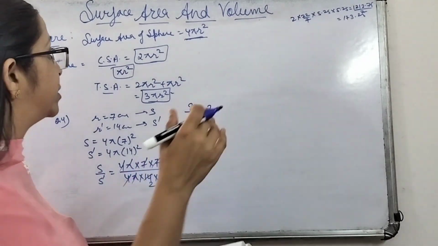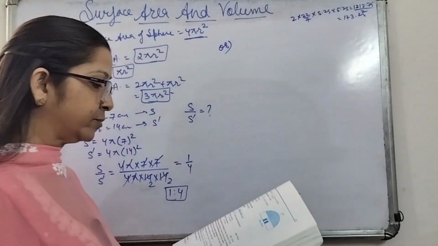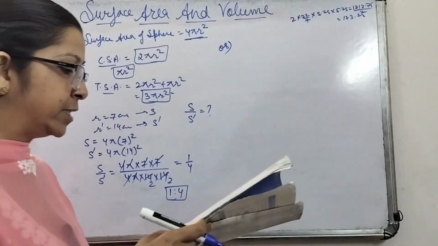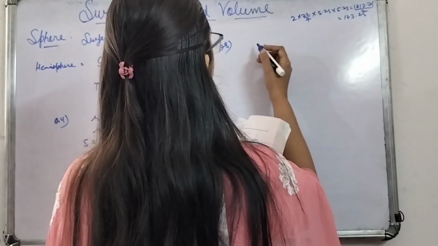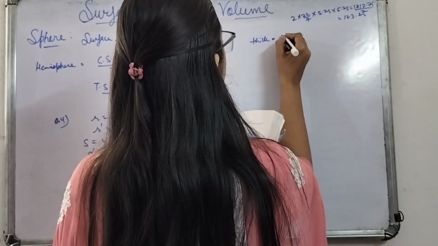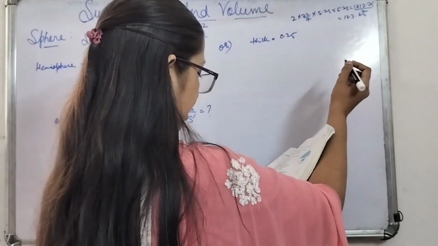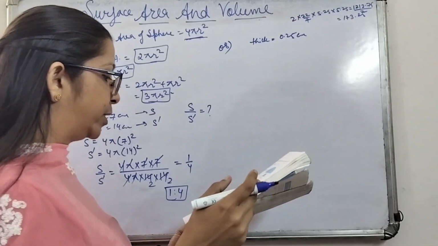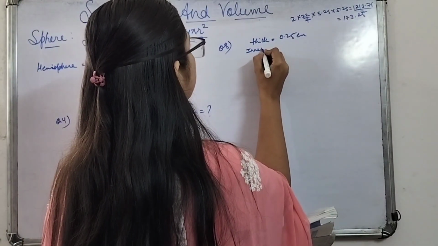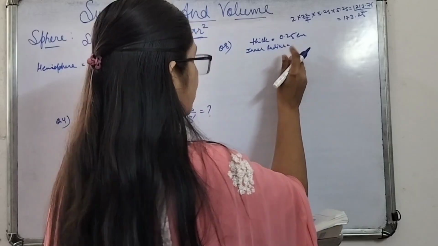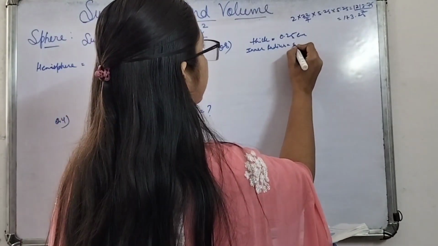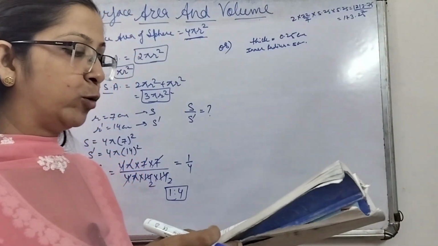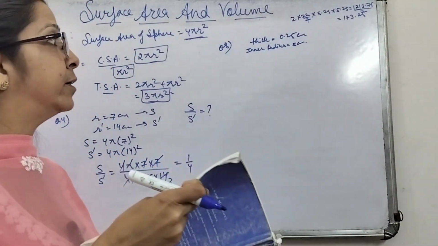Now let's see another question, that is question number 8. A hemispherical bowl is made of steel, that is 0.25 centimeter thick. Thickness is given to us as 0.25 centimeter. The inner radius of the bowl is given to us as 5 centimeter. Find the outer curved surface area of the bowl. Only curved surface area is required, right?